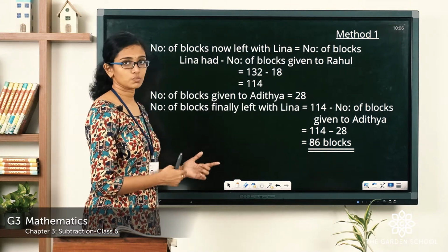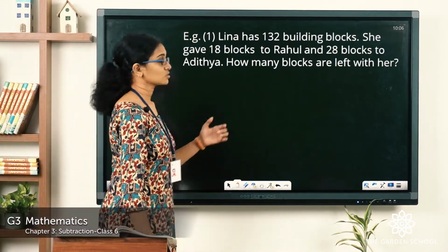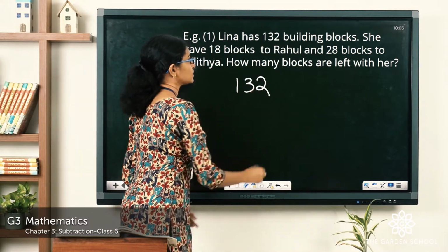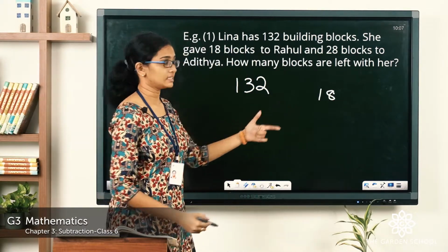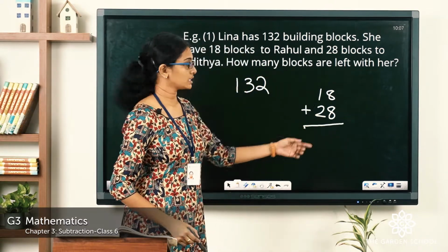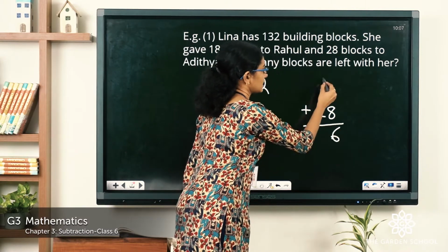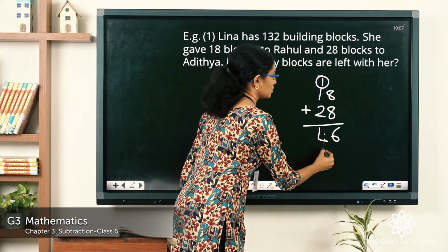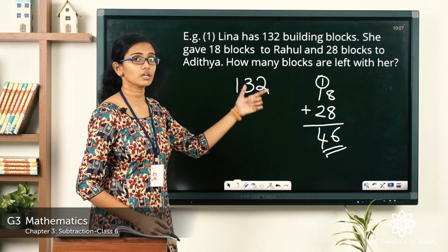Let's approach this word problem in a different method. Let's see method 2. So she had 132 blocks in the beginning, right? And she gave 18 to Rahul and 28 to Aditya. So how many total blocks did she give to her friends? Let's add those two numbers and see what is the sum. 8 plus 8 is 16. A carry over 1. 2 plus 1, 3, plus 1, it is 4. So in total she gave 46 blocks to her friends.